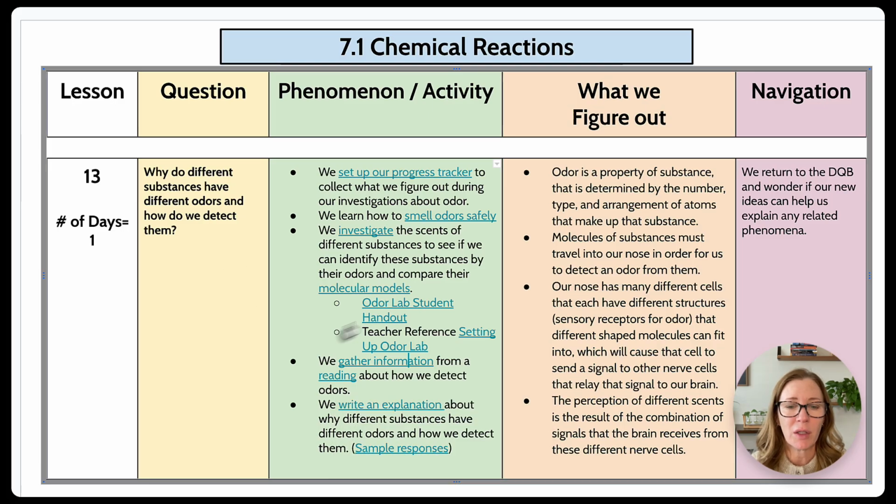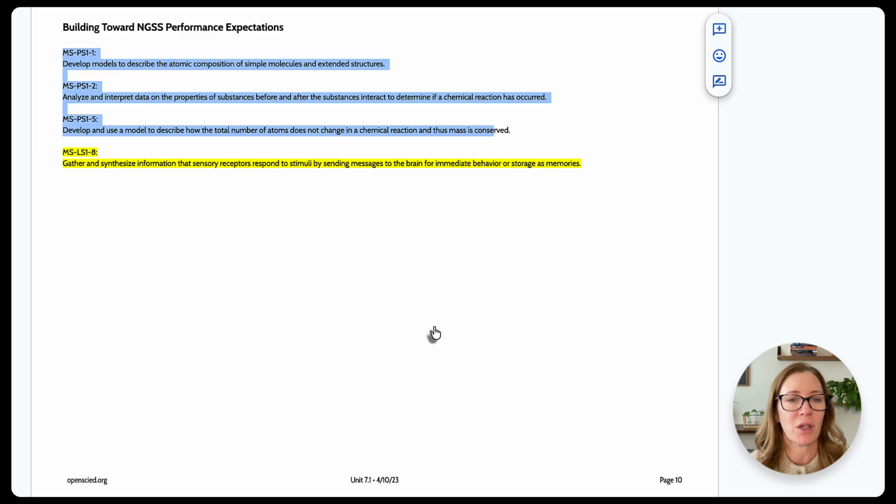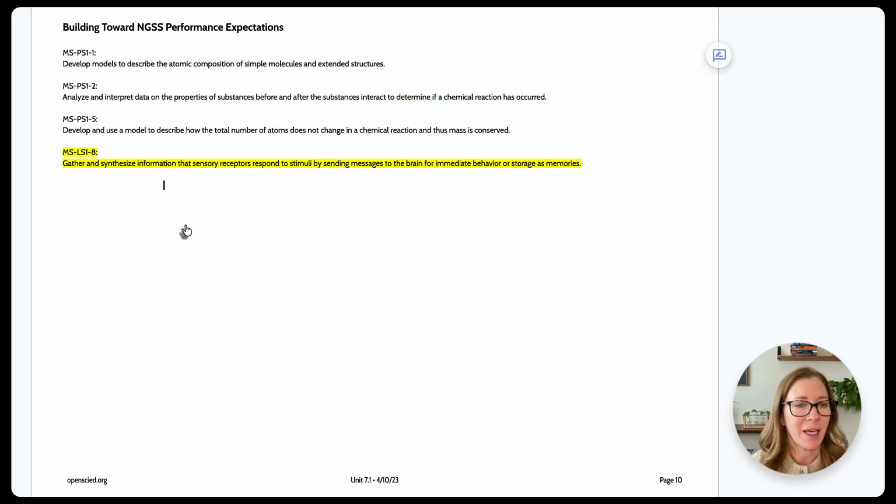Now, I must say all of this is to hit a life science standard. If you go to the beginning of the unit overview materials doc, you can see that all of the standards in this unit are physical science, all about chemical reactions, atomic structures, those types of things, except for this highlighted standard. This is going to be a standard that is split up among many different OpenSciEd units when it connects to the phenomenon. And so this one, we're connecting to odor. So we're going to be talking about how odor is detected by sensory receptors and interpreted by the brain.